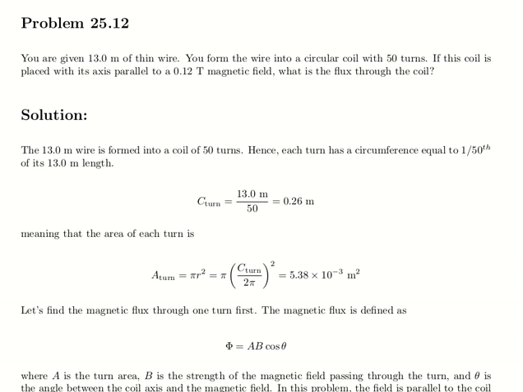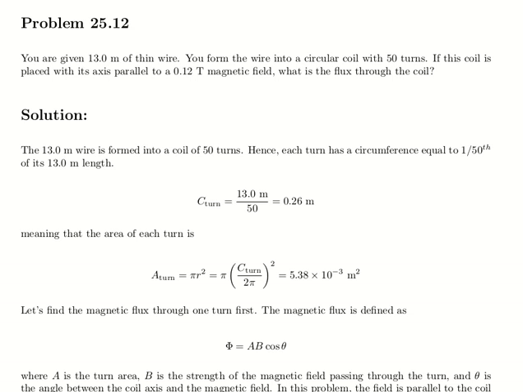Okay, problem 2512 reads as follows. You are given 13 meters of thin wire. You form the wire into a circular coil with 50 turns. If this coil is placed with its axis parallel to a 0.12 Tesla magnetic field, what is the flux through the coil?